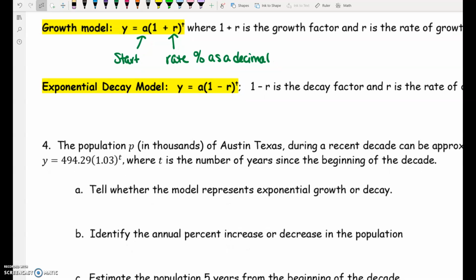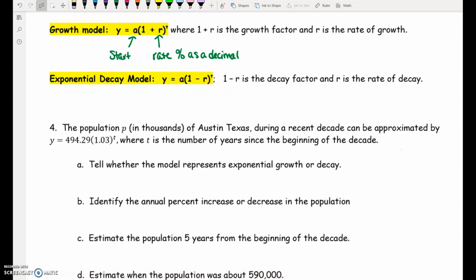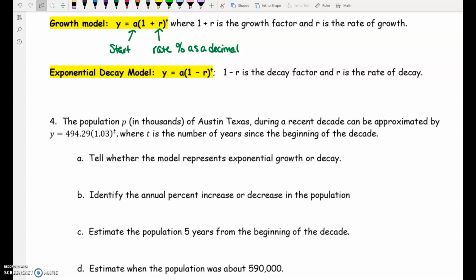The first 2 examples we're going to do with this, they already gave you the formula. They already gave you the equation. The population of Austin, Texas during a recent decade can be approximated by this formula, where T is the number of years since the beginning of the decade. Now, I should have put in here, what is the population at the beginning of the decade? At the beginning of the decade, the population was 494,000 approximately.